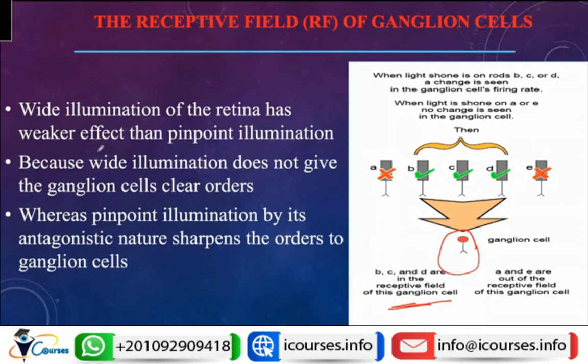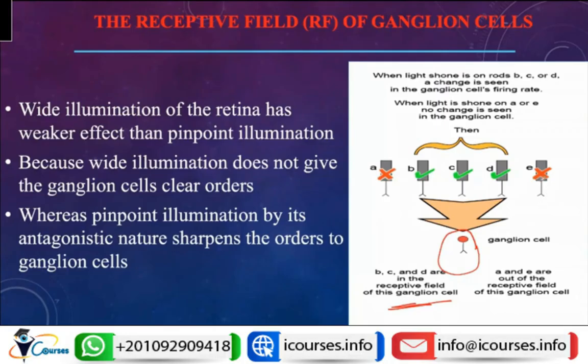So wide illumination of the retina has a weaker effect than pinpoint illumination. This is why when you are seeing a diffuse light, you may not be annoyed by the intensity of the light. But if you put a pinpoint light into the eye, like a laser, the eye will be very annoyed and will sense the light more, because this light is now stimulating a pinpoint area in the retina, causing stimulation of a single ganglion cell or a group of ganglion cells, and the periphery will not be stimulated.